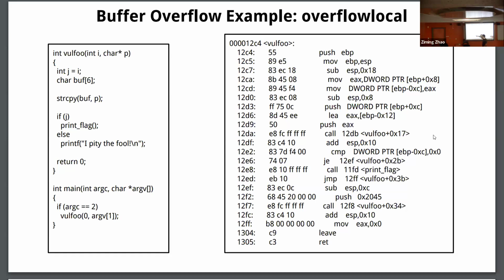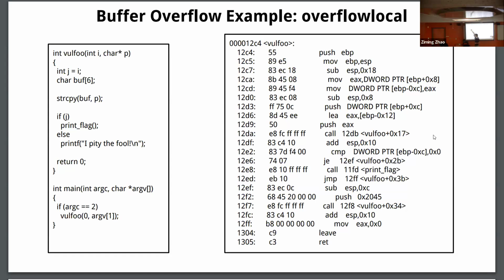The main function takes two command line arguments. Whatever you input, it will directly give to the vulnerable function. That's why I call it vol-foo. The vol-foo takes two arguments. The first one is an integer, the second one is an address. The integer doesn't really do much. It first assigns a value to a local variable j. After that, we have another local variable, which is a buffer.